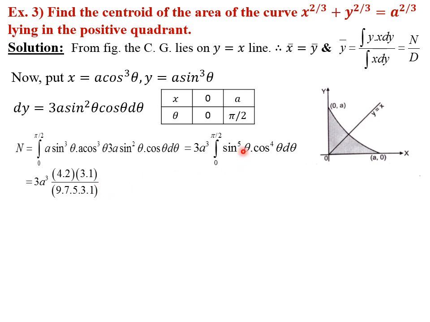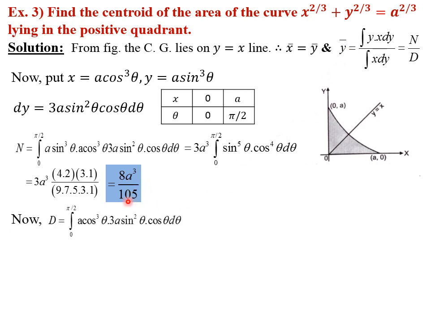But as both the m and n, that means the degrees of sine and cos, are not even, then the multiplier will be 1 here. And after simplifying this whole term, we are getting value of n as 8a cube upon 105. So this represents the numerator of y bar.